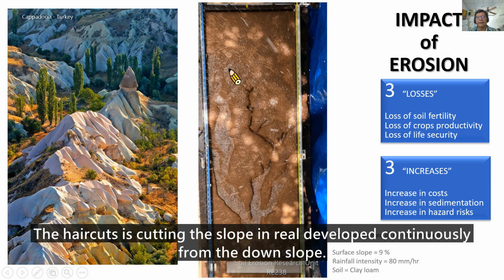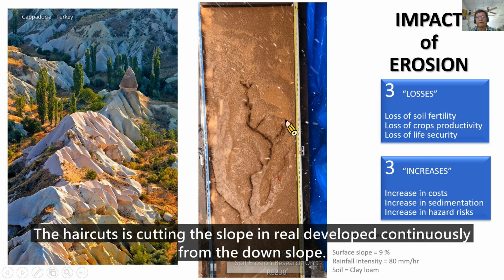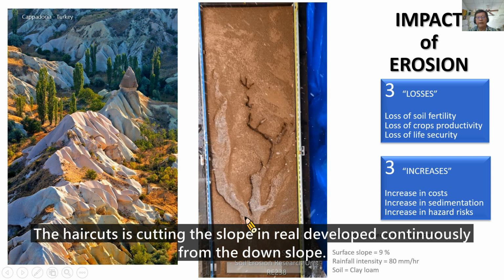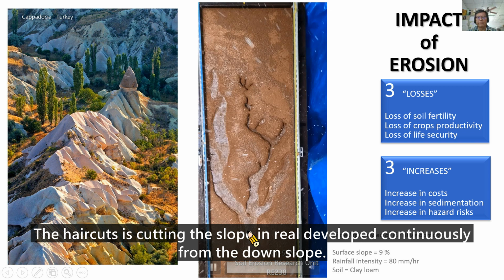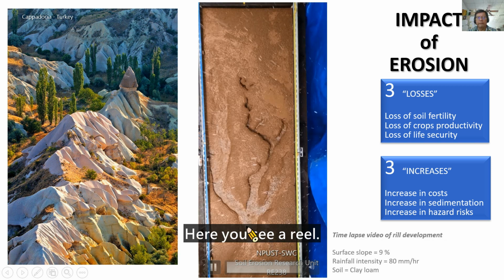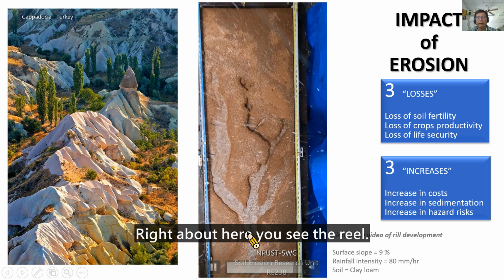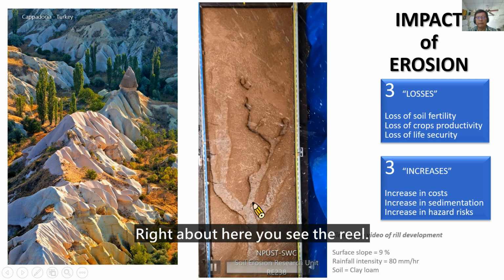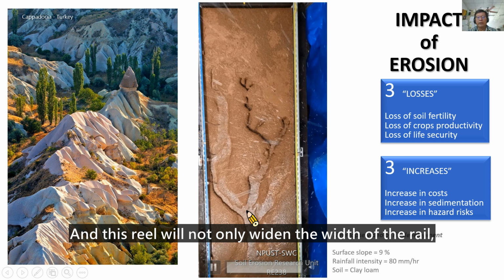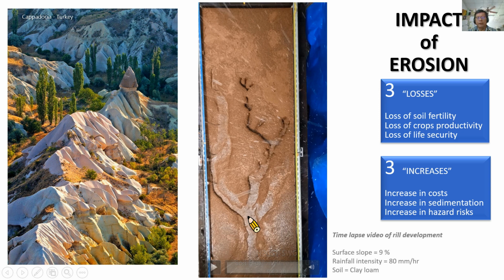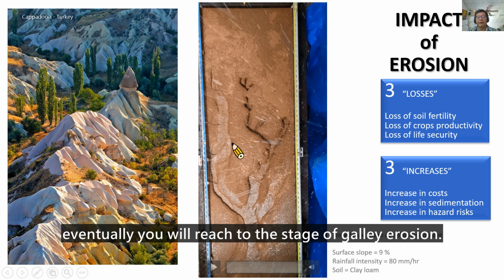The haircuts is cutting the slope. And rills develop continuously from the downslope. Here you see a rill. Right about here, you see the rill. And this rill will not only widen, it will continuously deepen. It will cut vertically into the soil and widen the width of the rill. Eventually, you will reach the stage of gully.